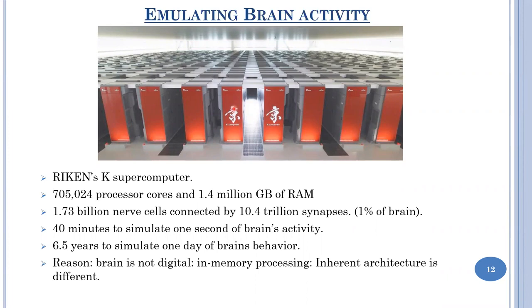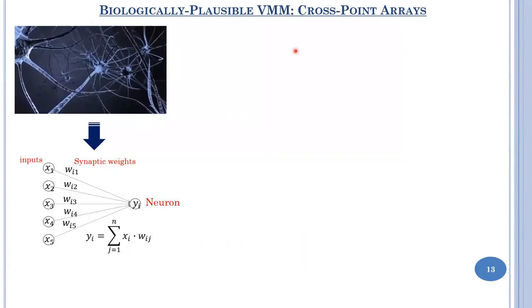So what is the way forward? Let us do it in the analog domain itself. And how so? With the help of these cross-point arrays. How these cross-point arrays look is something like this.